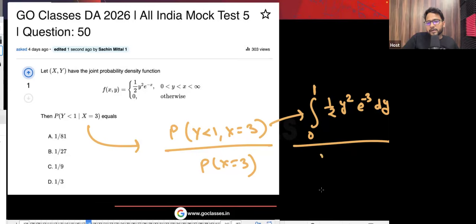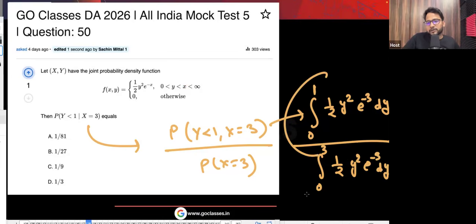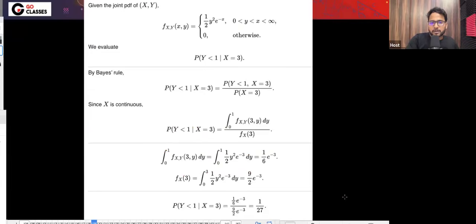Marginalize means integrate over all the possible values of y. And then you can directly put X equal to 3. So if X is 3, then y will be basically running from 0 to 3, right? So 0 to 3, the same thing, 1 by 2 y square e power minus 3 dy. I mean, both are the same integration, but the limits will be different. So let's just see the answer.